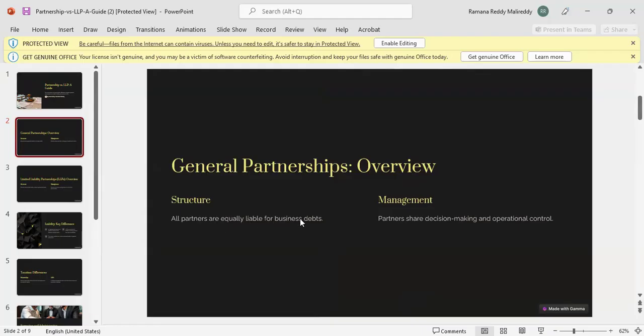All partners are equally liable for business debts. They are personally liable. And if you see the management, partners share decision making and operational control.